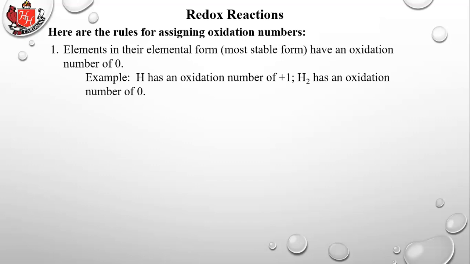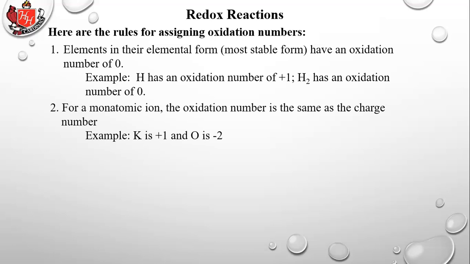So hydrogen, just a hydrogen atom by itself, has an oxidation number of +1 when it's bonded to nonmetals. But if you put it together with another hydrogen to form a hydrogen molecule, that's the most stable form for hydrogen, so that has an oxidation number of 0. 2, for monatomic ions, the oxidation number is the same as the charge number. So if you look at your charge number by ion sheet, potassium, K, is a +1, oxygen is a -2, so the oxidation number is going to be the same as the charge number.